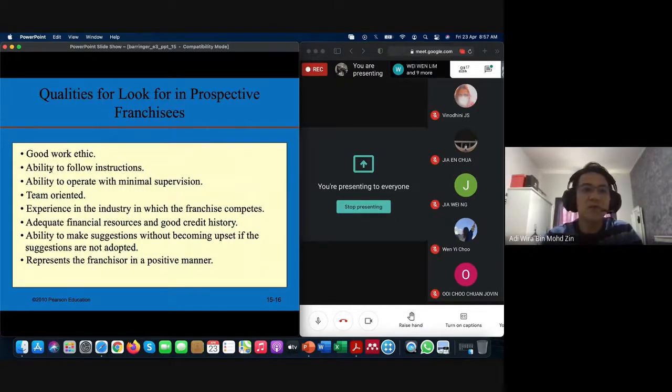Of course, good work ethic, definitely. And of course, able to follow instructions. Because why? Because you are the franchisor. You are the one who gives the instructions. So if the franchisee is reluctant to follow the instructions, it will be difficult for you to manage all your outlets or your franchisees.